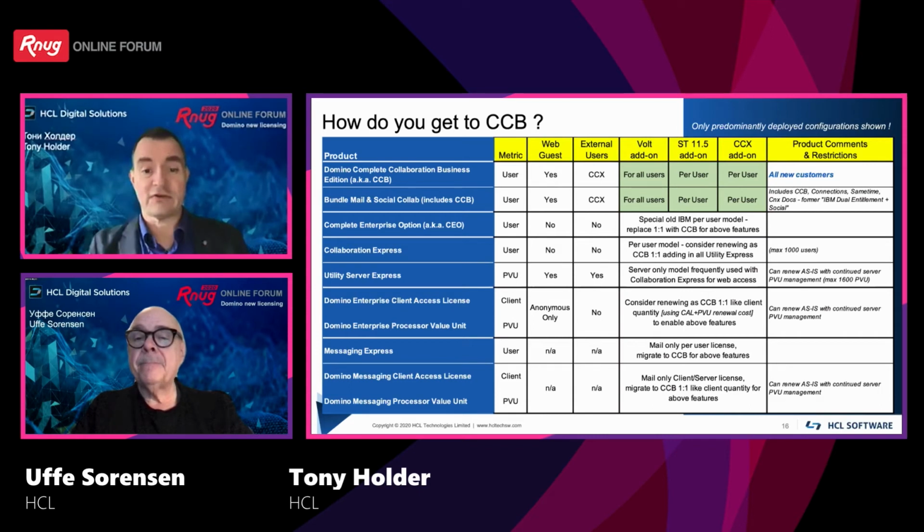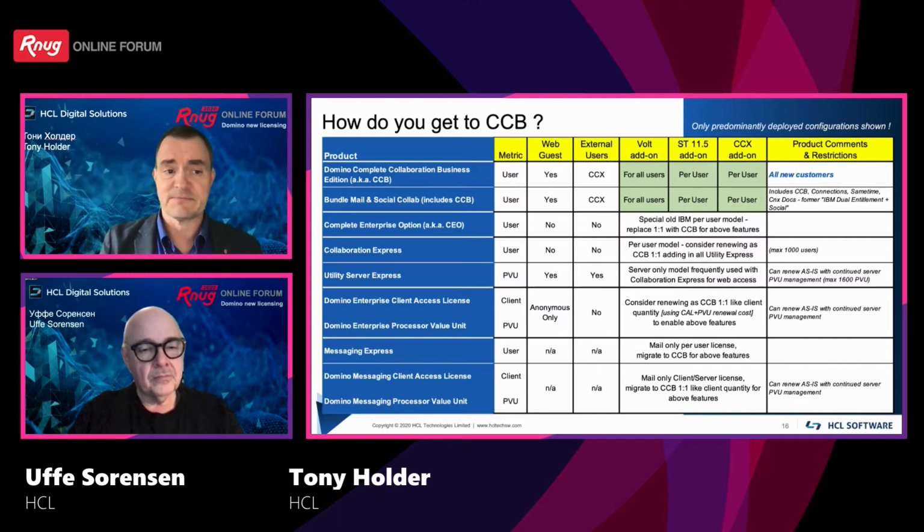What we also want to do is to move people across onto CCB from the environments where they are. We aren't doing that for everybody, but for a number of the license combinations, we can do that on a like-for-like cost for the number of users as is. So looking through the grid, what we look at is whether or not you can have web guest access, whether or not you can have external users, what you can add Vault to, what you can add Sametime to at the special pricing, and what you can add CCX to give you great value external access to your applications.